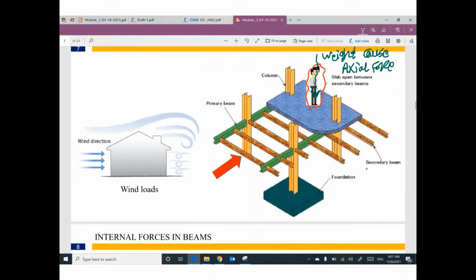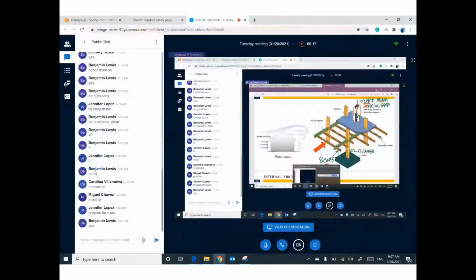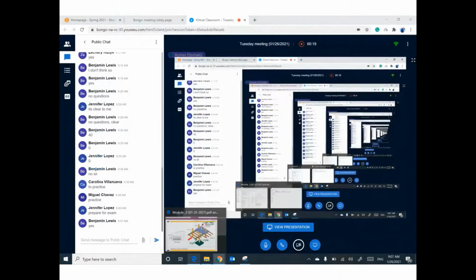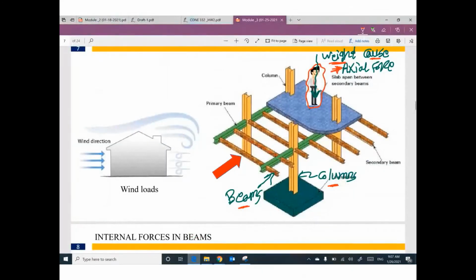We have columns and we have beams. Can you tell me? I need an answer right now. Can you tell me your weight, or the weight of this person, which is vertically downward, will cause axial force in which member? In the columns or in the beams? Any answer? Guys, are you still here?